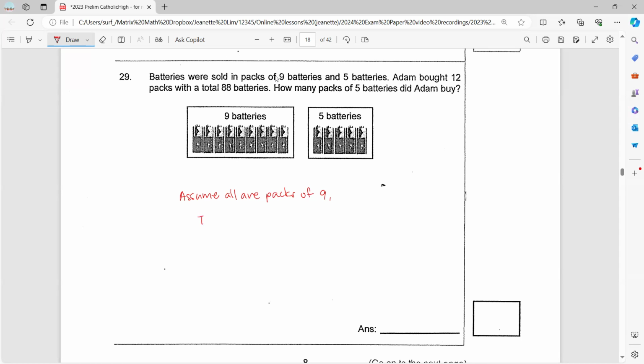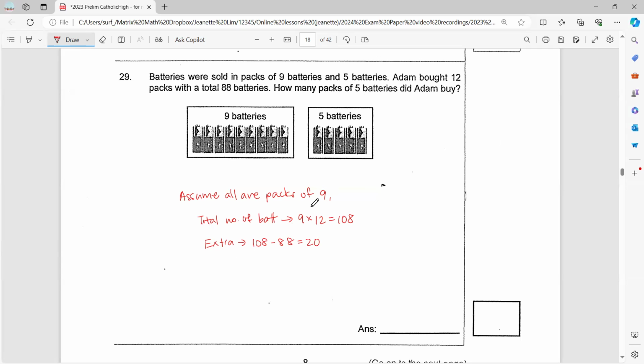Total number of batteries will be 9 times, there are 12 packs, so 9 times 12. Remember, it's not 9 times 88, it's 9 times 12 because 12 is the number of packs. You have a total of 108, but actually the total is not 108, right? The total is only 88. So the extra that I need to remove will be 108 minus 88. We have extra 20 batteries, which means that not all of them are packs of 9. Some of them have to be packs of 5.